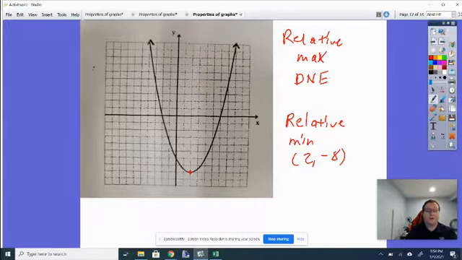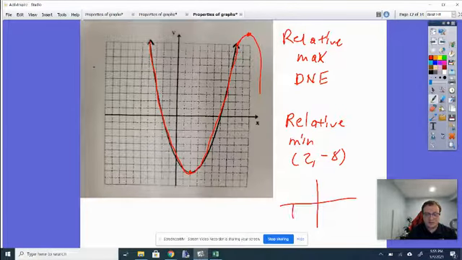Okay, going left to right, as I go left to right, I'm decreasing and then I start increasing. Okay, I never come back down. If I came back down, that would give me a relative maximum. And you can have more than one of these. If I had a function that did this, I'd have two maximums. Okay, again, relative maximums and one minimum here.